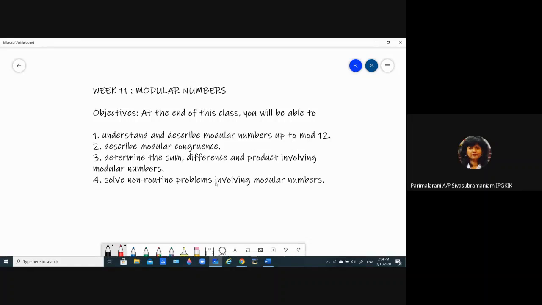Today, our objectives for this class are that at the end of this class, you'll be able to understand and describe modular numbers up to mod 12. Describe modular congruence. Determine the sum, difference, and product involving modular numbers. That means we're going to do modular arithmetic involving addition, subtraction, and multiplication. And we're also going to solve non-routine problems involving modular numbers.